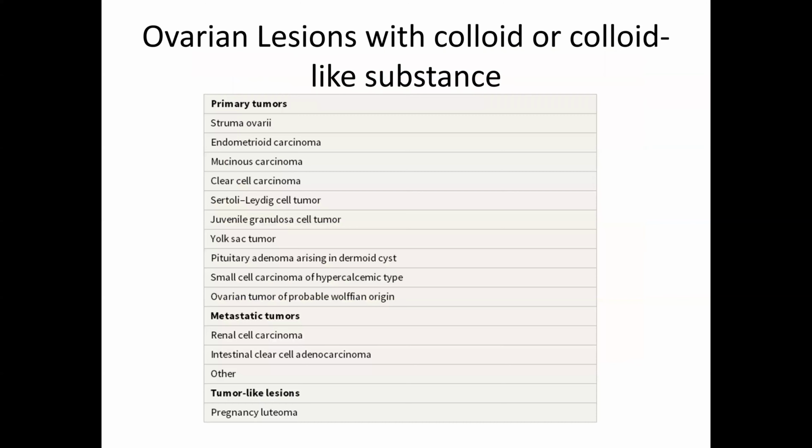So what are some of the other lesions that might have colloid or colloid-like substance besides struma? Well, endometrioid carcinomas can, mucinous carcinomas can, clear cell tumors, Sertoli-Leydig tumor, juvenile granulosa cell tumor can have a colloid-like substance, yolk sac tumor occasionally, and then less commonly pituitary adenoma in a dermoid or small cell carcinoma, the hypercalcemic type, and various even less common lesions, metastatic tumors, and pregnancy luteoma as the benign lesion.